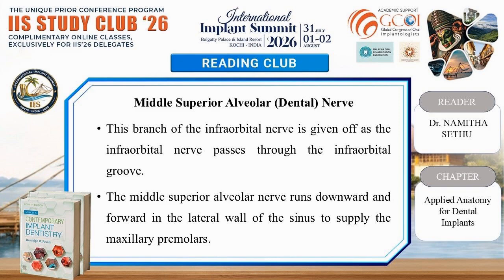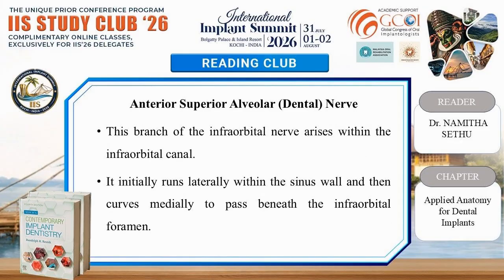Middle superior alveolar nerve. This branch of the infraorbital nerve is given off as the infraorbital nerve passes through the infraorbital groove. The middle superior alveolar nerve runs downward and forward in the lateral wall of the sinus to supply the maxillary premolars.